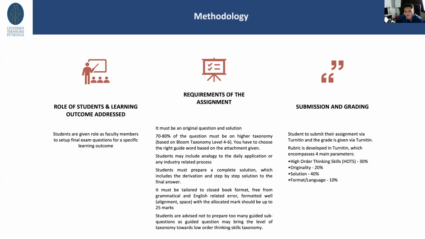Additionally, you must mention to the students that this must be an original question and solution, and that I want 70% of it to be of high Bloom's taxonomy level, maybe level 3 to 6 or 4 to 6. Then you give them some reading about Bloom's taxonomy, so that they'll be able to see which particular guide words they could include.